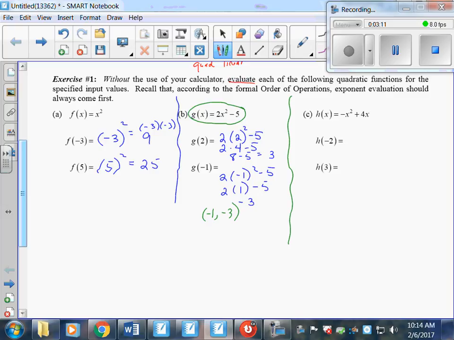So we have h of x is equal to -x squared plus 4x. Now remember, that negative out front basically is done after the exponent here. So this becomes -2 squared plus 4 times -2. So this becomes -4 plus 4 times -2, which is -4 minus 8, which is -12.